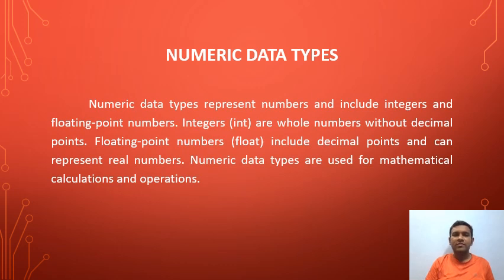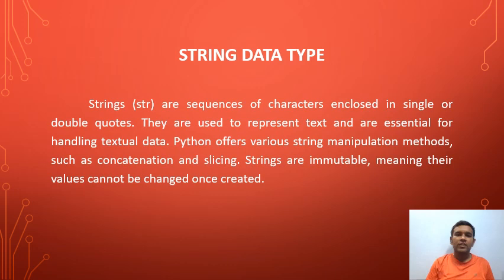Numeric data types are the first type we would be looking at. Numeric data types represent numbers and include integers and floating point numbers. Integers are whole numbers without decimal points. Floating point numbers include decimal points and can represent real numbers. Numeric data types are used for mathematical calculations and operations. Let us move on to the next data type, that is string data type.